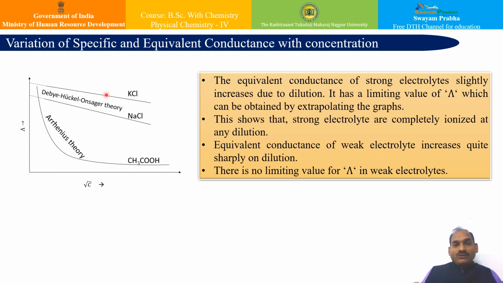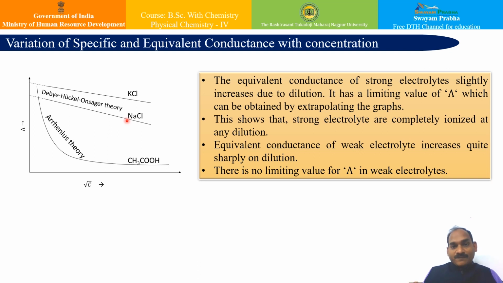Now the conductance of solution always varies with the concentration. It goes on decreasing on dilution due to decrease in ions per unit volume. You can see here. We will discuss these terms, what Arrhenius theory says, what Debye-Hückel theory says. Now, when I say that it will go on decreasing on dilution due to decrease in ions per unit volume, therefore the specific conductance kappa will also decrease on dilution.